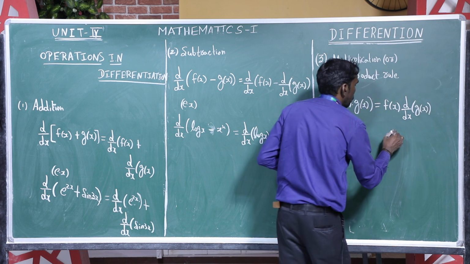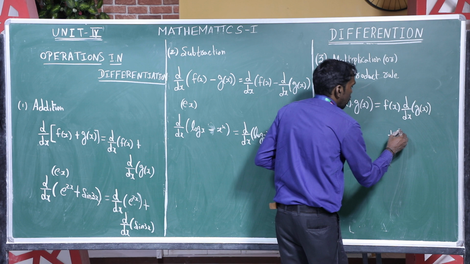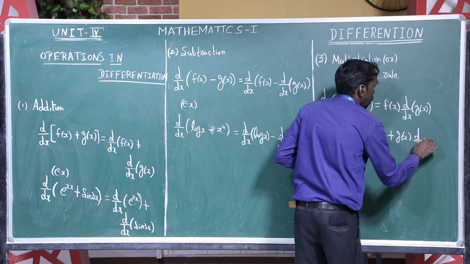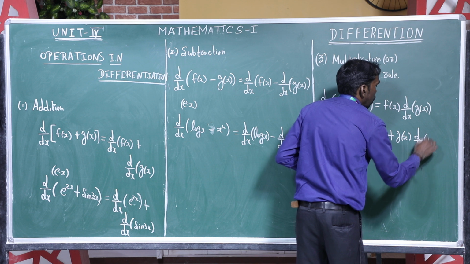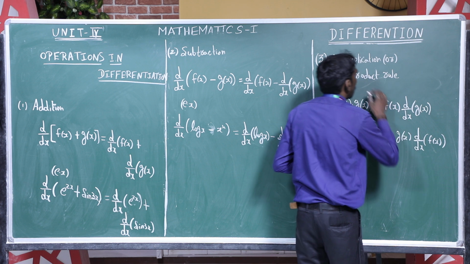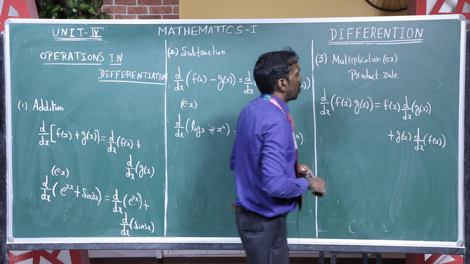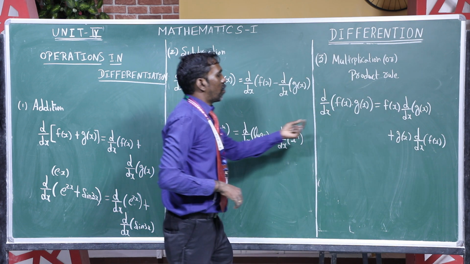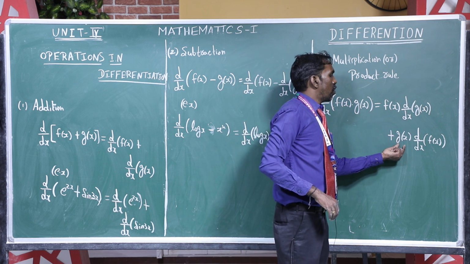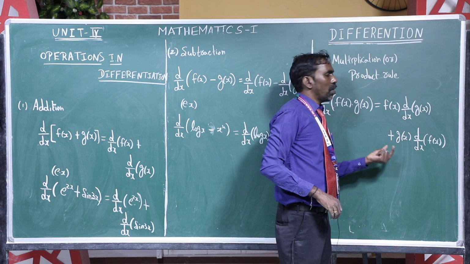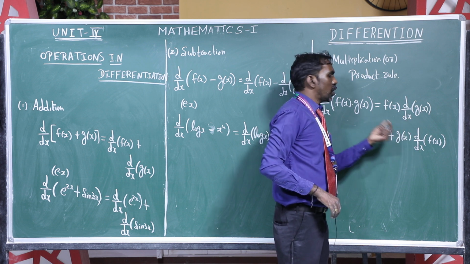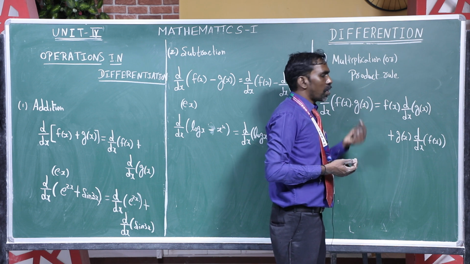The next, g of x as a constant, and d by dx of f of x. So this is the multiplication rule or product rule: f of x into differentiation of g of x plus g of x into differentiation of f of x. Look like that, or simply u into v dash plus v into u dash. You can take anything, uv or else f of x, g of x.